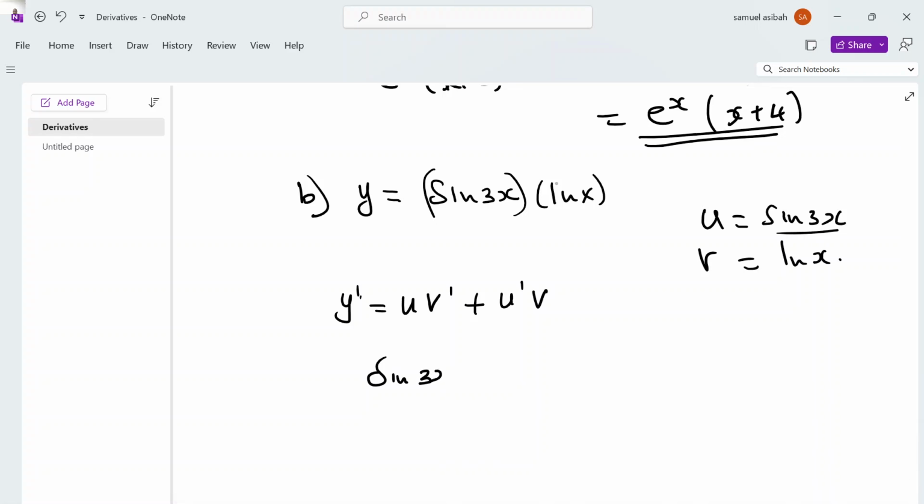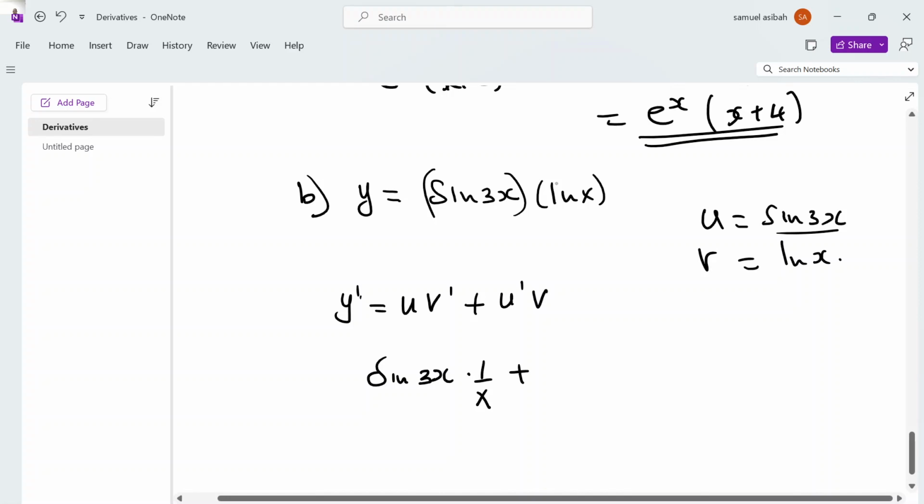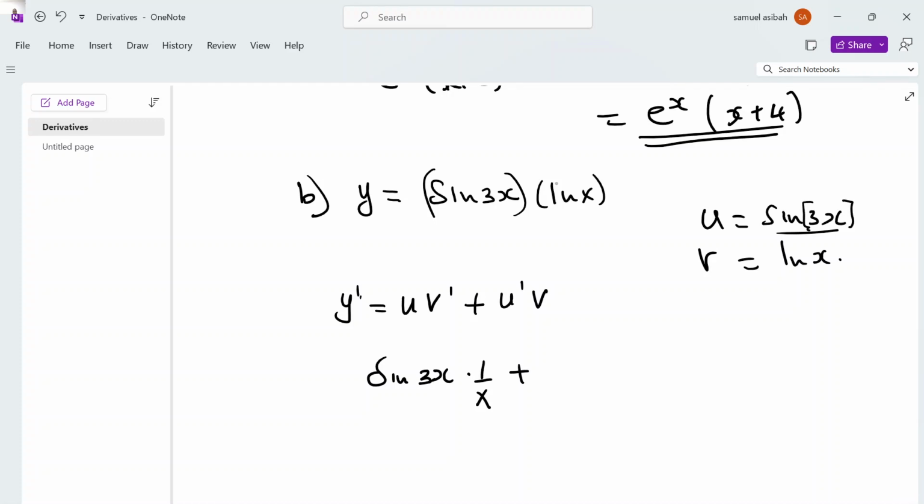So the sine of 3x, then the derivative of v, which is times 1 over x, and then we have u. Now the derivative of this, we said that this is our u and the whole of it. So when we talk about u here, the derivative is 3, and then the derivative of the sine of u is the cosine of u, which means the cosine of 3x.